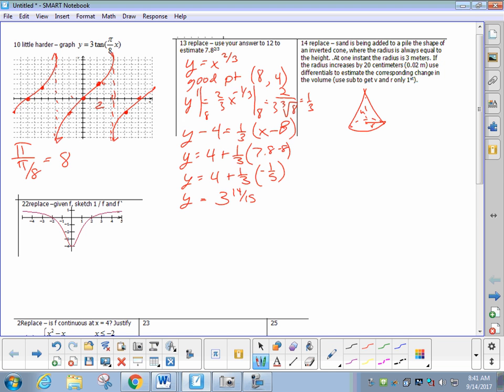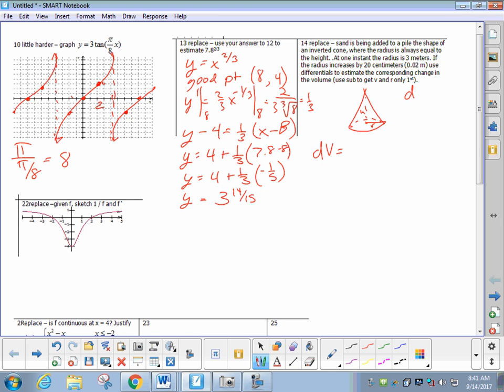So, get started. What do you want to do? You want to find change in volume, which in calculus notation is dV, okay? It's crucial to me that you make the connection to dV is what?